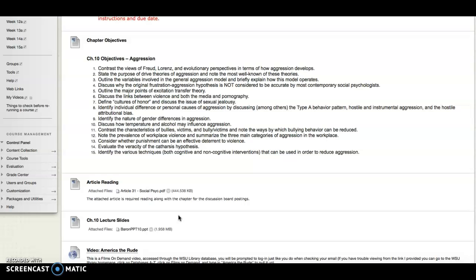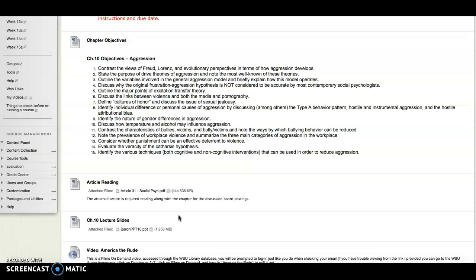We'll look at whether or not punishment is an effective deterrent to violence, and if so, what kind, what type, how often, sort of the pros and cons there, as well as looking at the veracity of the catharsis hypothesis. So is it good to let out or vent our anger in healthy ways? Is it good to channel that anger in positive directions? Or is it better to get to the cognitions and the emotions behind it? That's sort of what we'll dive into there.